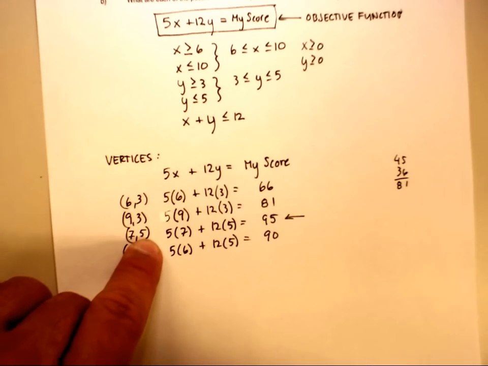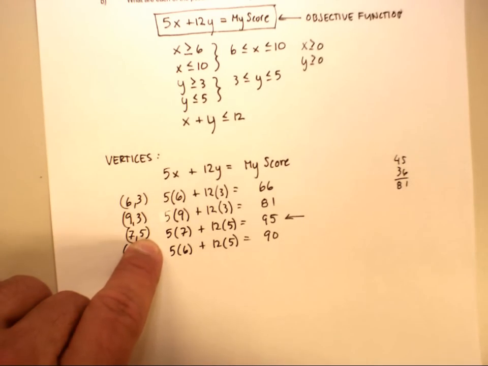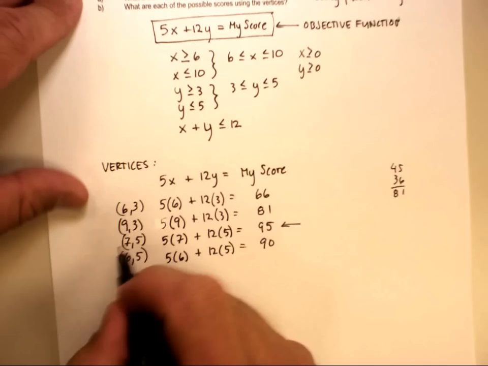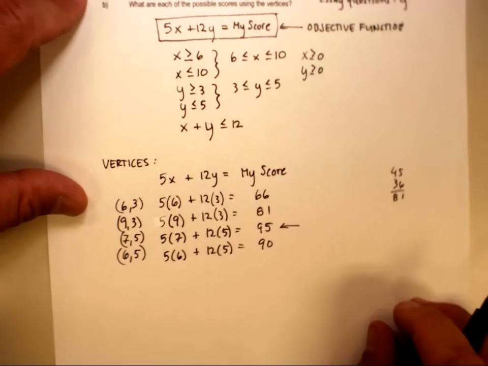And that's how you solve one of these systems of inequalities. Okay? Oh, look up here. What is the maximum possible score? So this is the combo. I hope that was helpful.